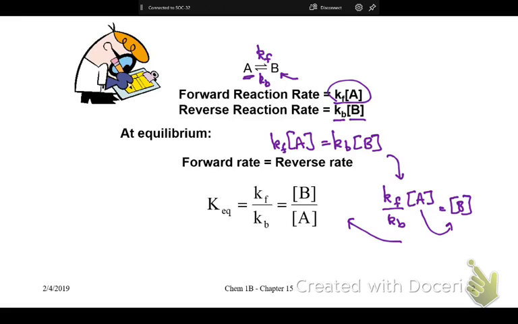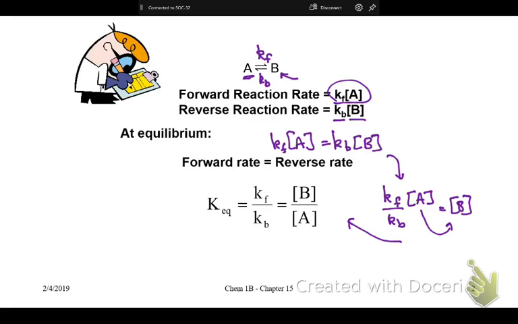Well, what is that telling us? It's telling us that at some point when the system comes to equilibrium, that ratio of A to B will always reach a constant. It'll always be a constant value. Now, what that constant is, we kind of put some terminology to it about whether or not there's going to be more products or there's going to be more reactants.